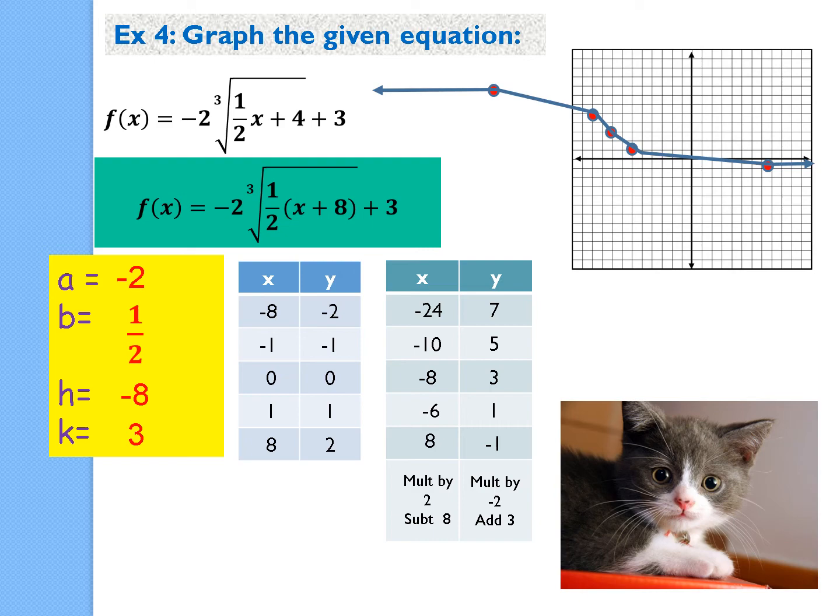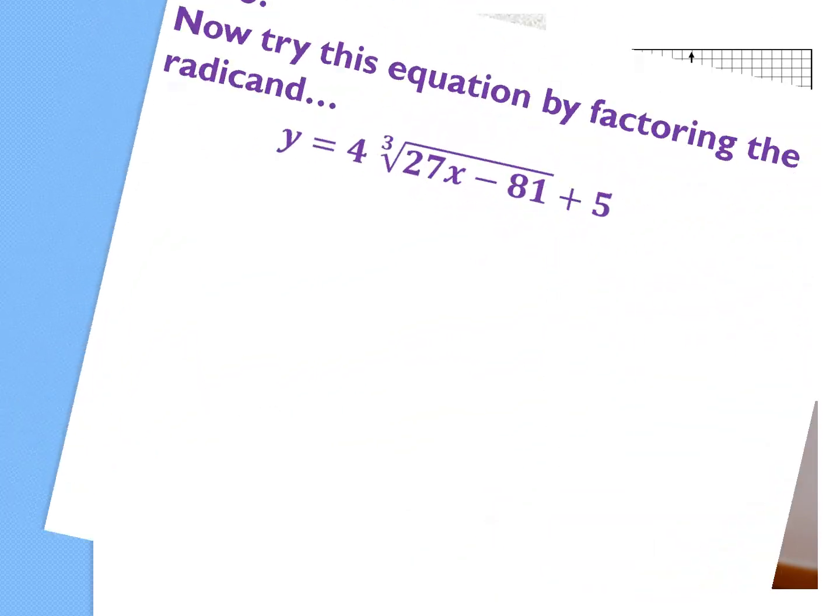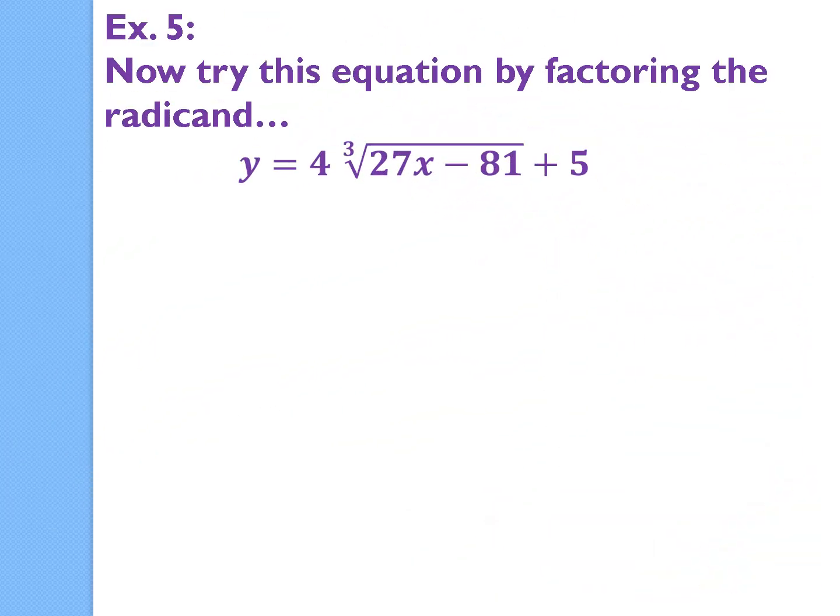All right, let's move on to example 5. Now, this would be really gross if we tried to graph it, because who wants to divide all of your x values by 27 and either deal in decimals or fractions? Not me. So the process is still the same though, we're still going to factor the b out.